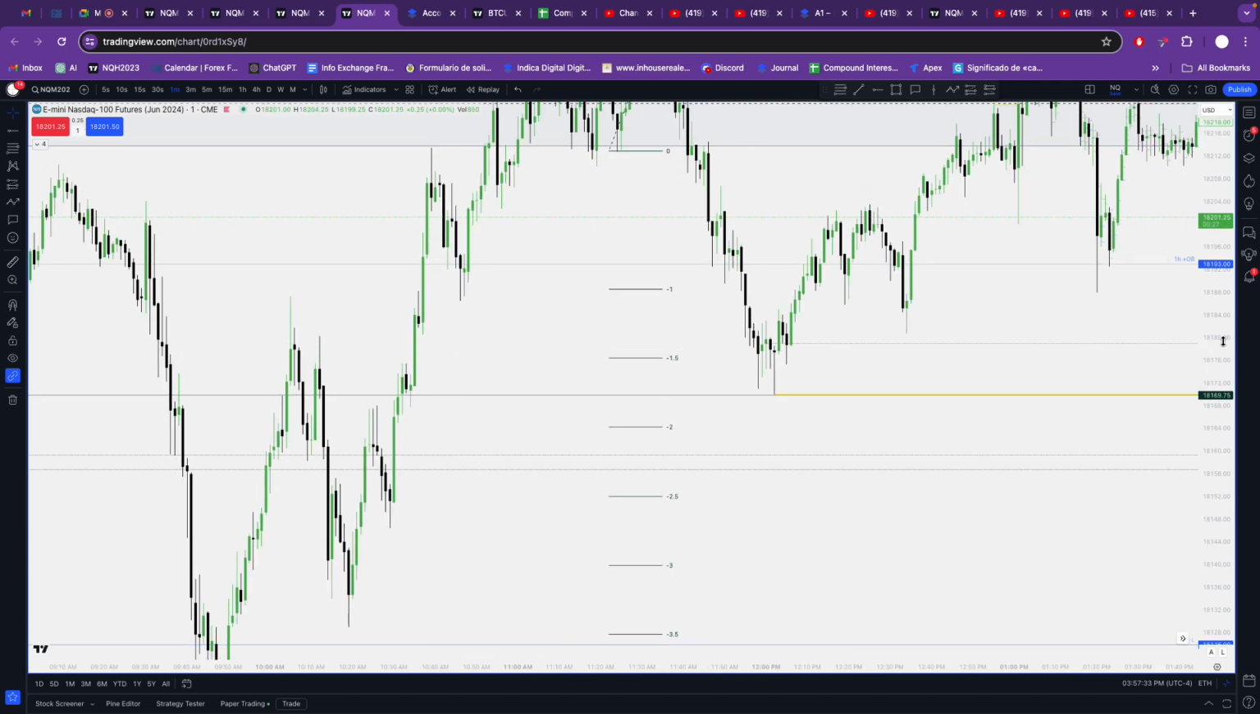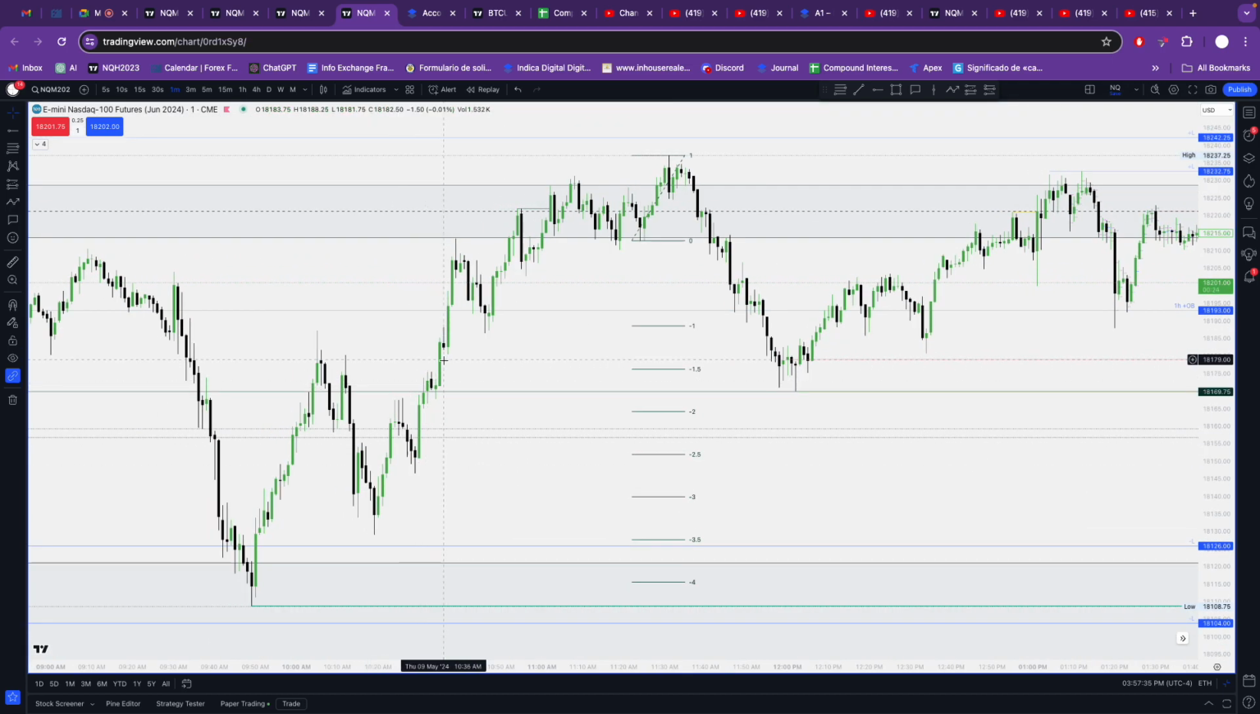Yeah, this is what I need to do better about. Right here, this one. Yeah, we take this out, right into this bullish order block, fair value gap.